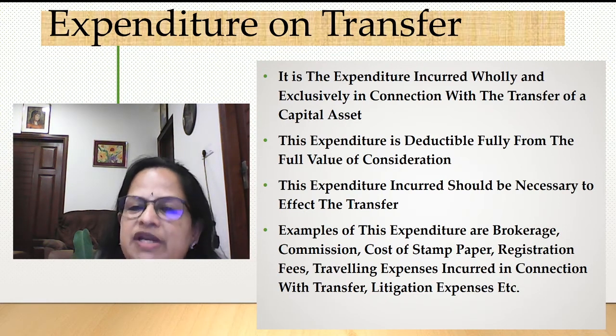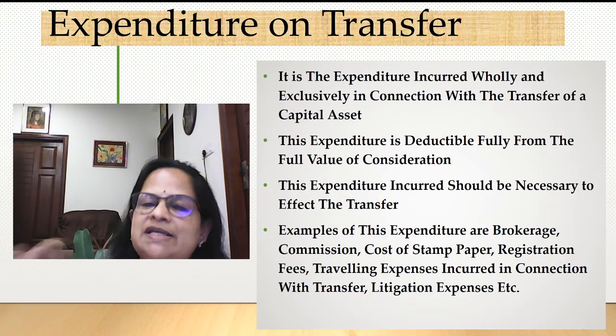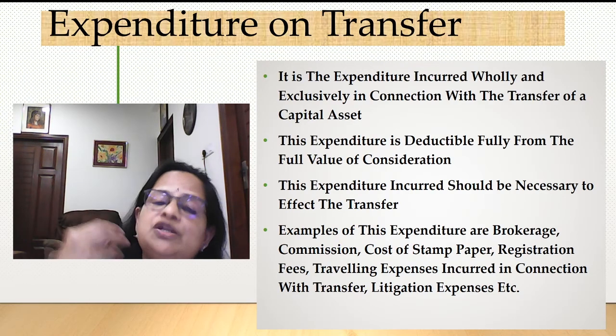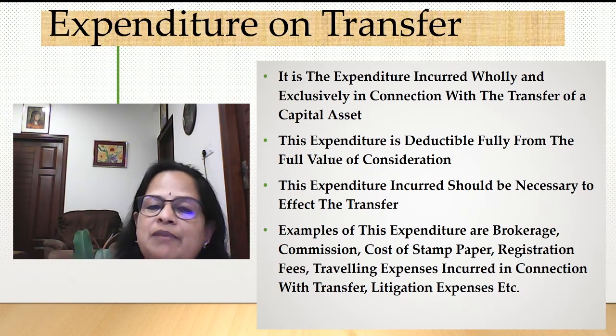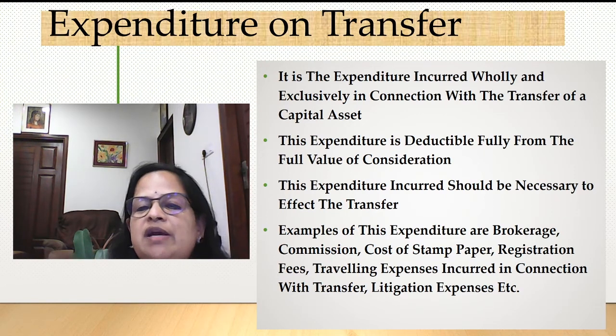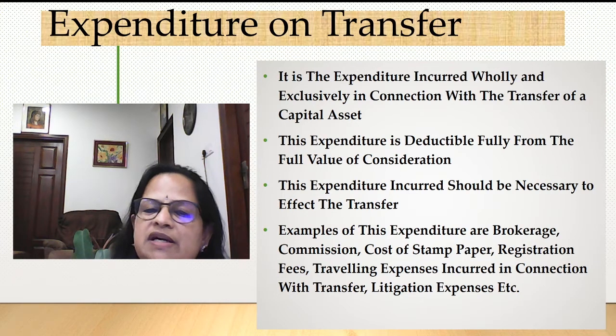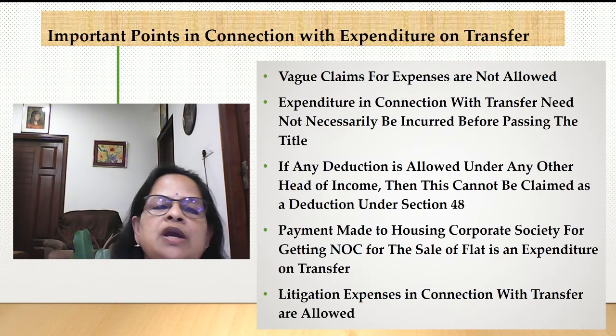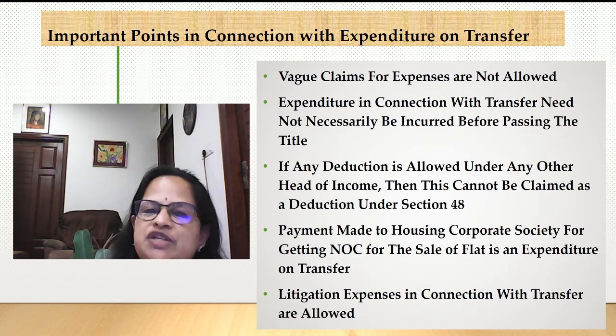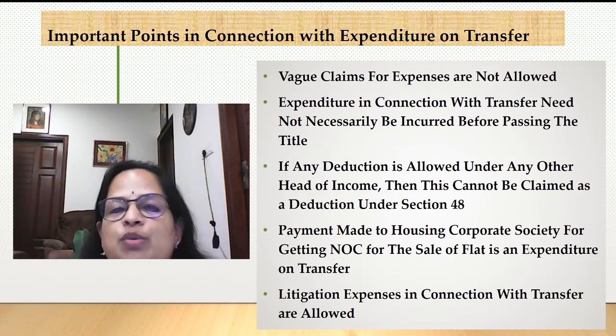Now this expenditure incurred should be necessary to effect the transfer. So that they will see the seriousness, how they have incurred that, whether it was avoidable or unavoidable. Examples of expenditure are brokerage, commission, cost of stamp paper, registration fees, travelling expenses incurred in connection with transfer, litigation expenses, etc. Now, important points in connection with expenditure on transfer: vague claims for expenses are not allowed. We have to show the actual proof for claiming that.